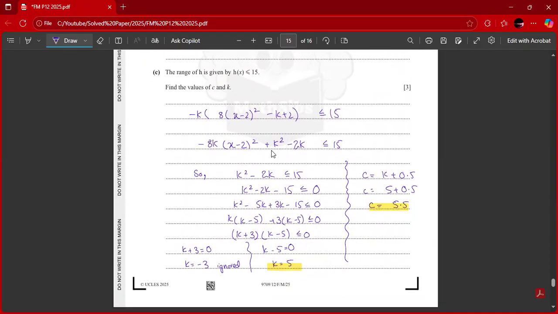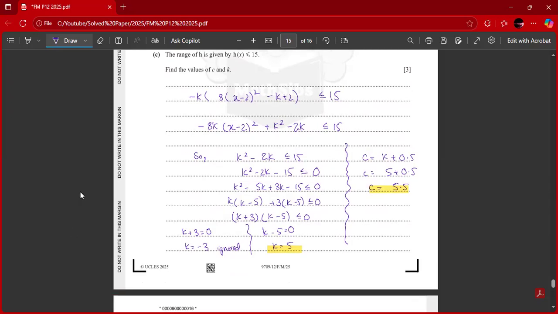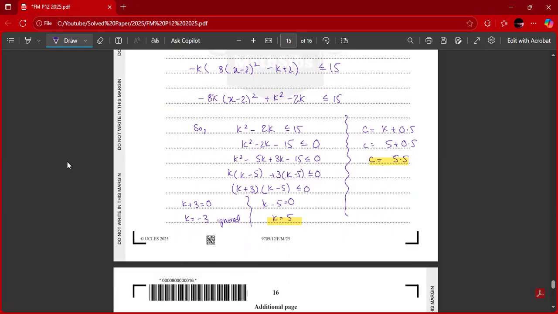But the thing is that this is -8. What does that mean? It should be less than or equal to 15 because it's a maximum function. Whatever value I get should be less than or equal to 15 at this point. So k squared minus 2k should be less than that, we find the value of k, and we found the values of k: -3 and plus 5.